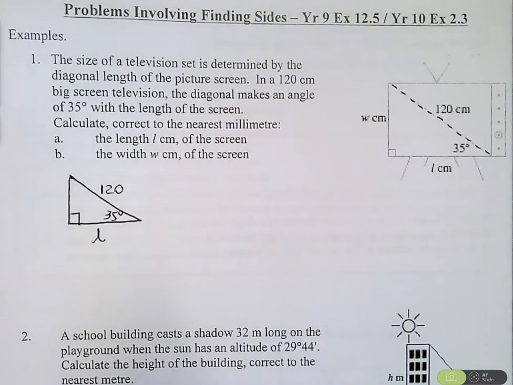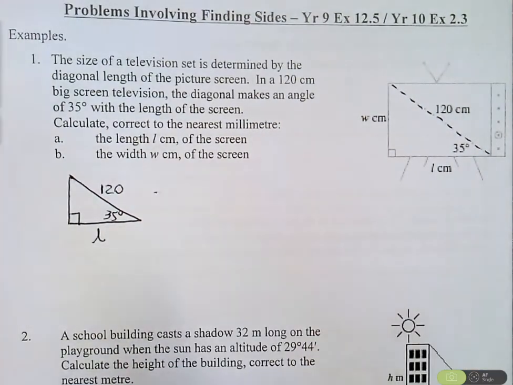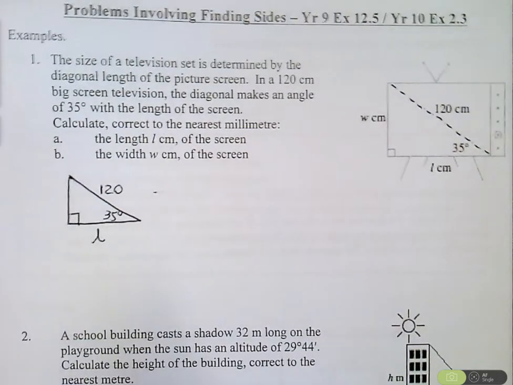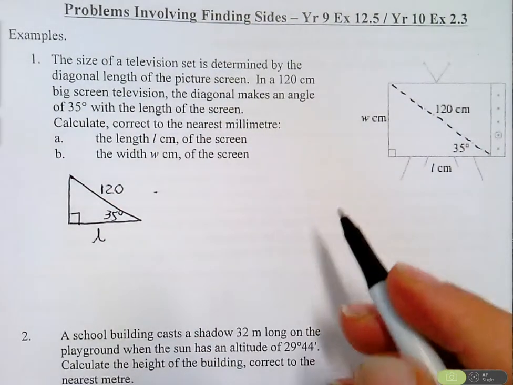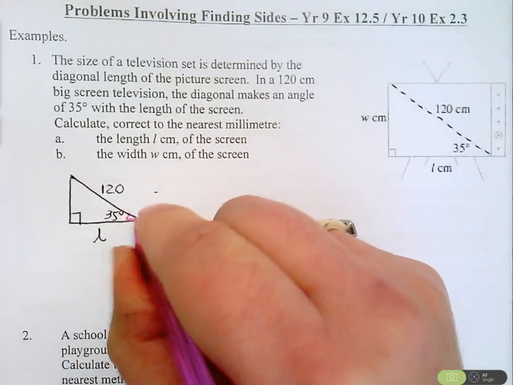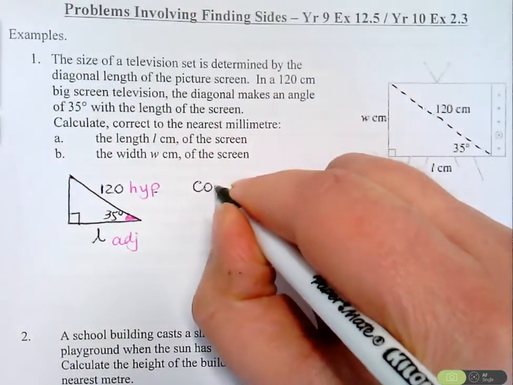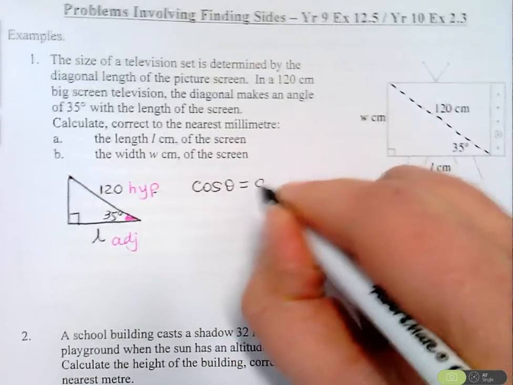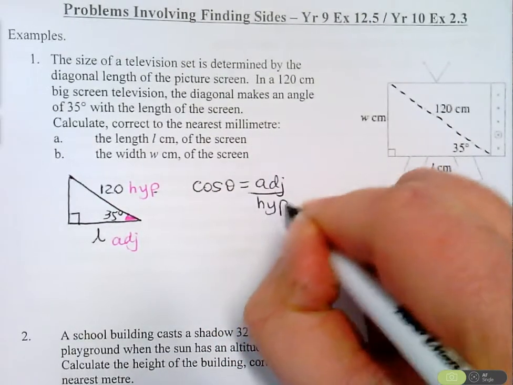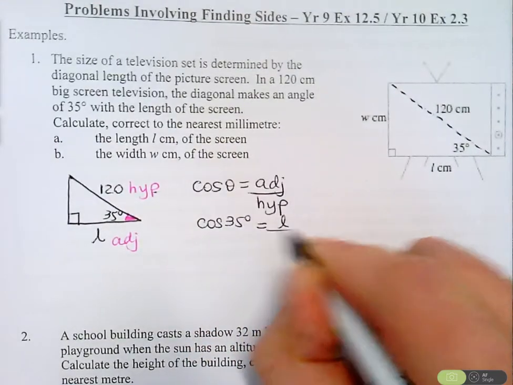So girls, if I want to work out L, I'm going to draw my own diagram for that, and we'll do the working out here. Do not put the W in to work out the L. It's unknown and it's not going to help you. So if I want to work out L, what do I use? Hypotenuse, adjacent, so it'll be cos. So cos theta is adjacent over hypotenuse. Cos of 35 is L over 120.